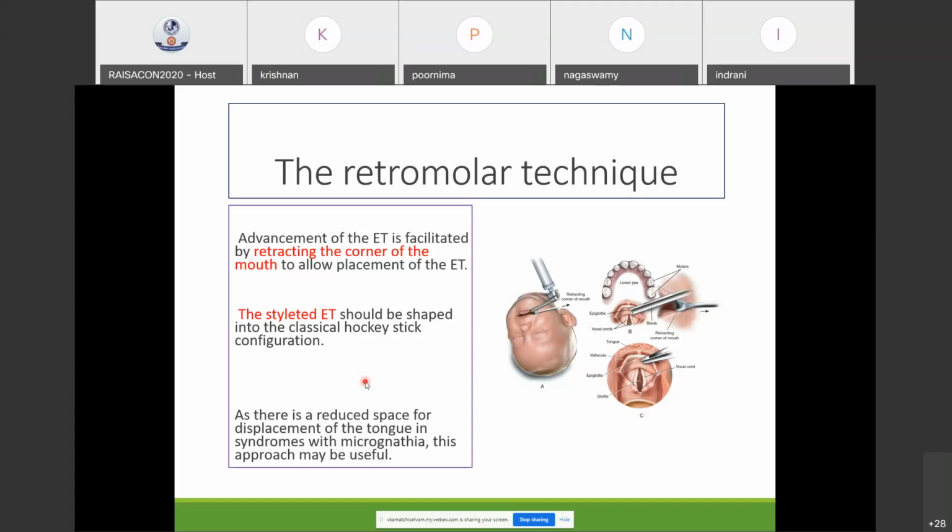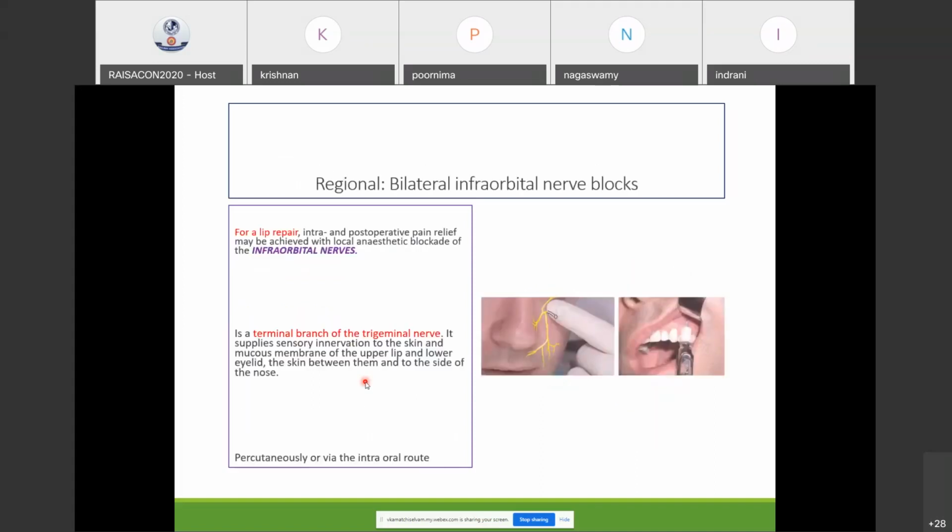Okay, sir. Any other method by which you can give pain relief, because it is doing both lip and palate? Before starting also, we can give an infraorbital nerve block, sir. How do you give this infraorbital nerve block? The infraorbital nerve arises from the infraorbital foramen. We have to place a finger on the inferior border of the orbit and go 1 centimeter below that inferior border of the orbit.